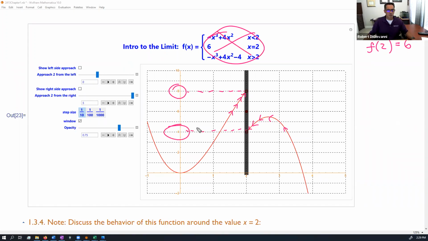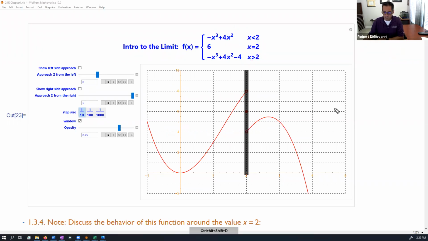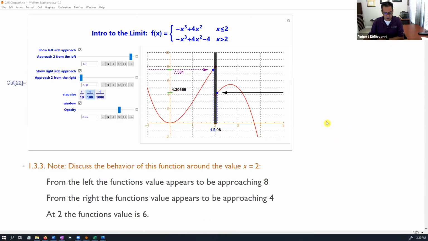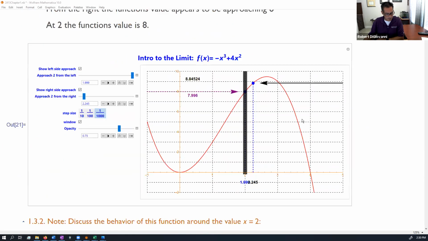Good. Does anyone need clarification on that? We have 3 things we're looking at. What's happening at the point, that's college algebra. What's happening from the left and from the right, those are 2 other things we're looking at. Those are calculus questions. So I want to recap by looking at the three problems we started this with.